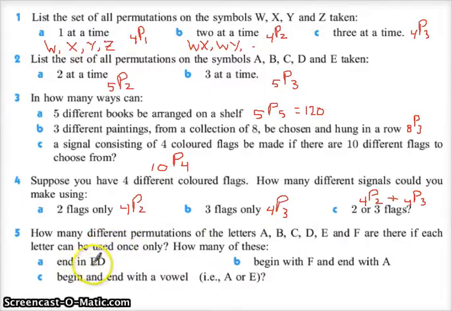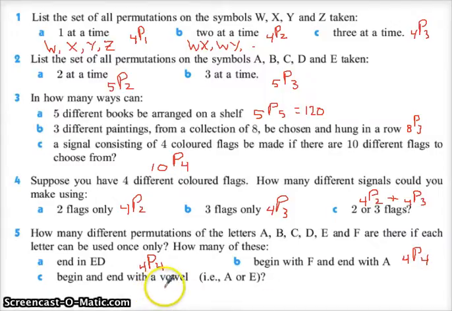If the thing ends in E and D, we don't really get to choose where E and D go. We only have 4 left to choose from, so we only have 4 variable positions. And where are we going to put them? We're going to put them in the other 4 positions. So we have 4 things to arrange from a group of 4. Begin with F and end with A, same thing. You have exactly 4 that you have left, that you have freedom about.